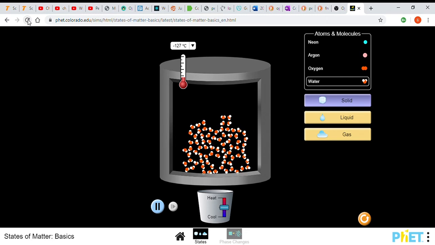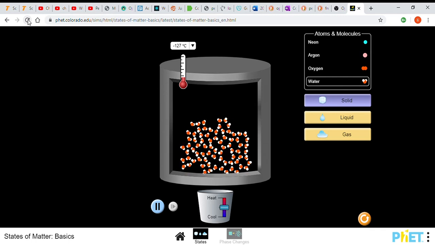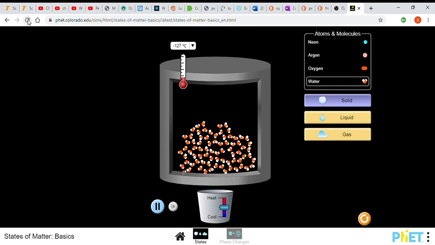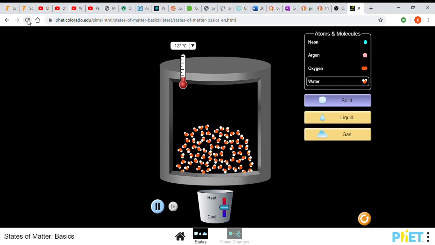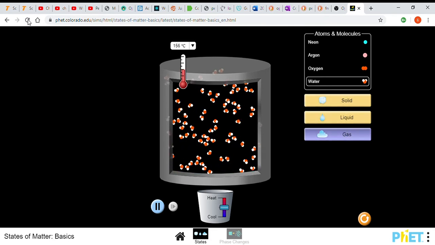All right, so I'm just reading the questions in the statement. Once the simulation has started, change the temperature readings to Celsius and the atoms and molecules to water. Click on the states button. Which state has the molecules moving the most? Which is moving the least? So there we have our solid. Here we have our liquid. Here we have our gas.